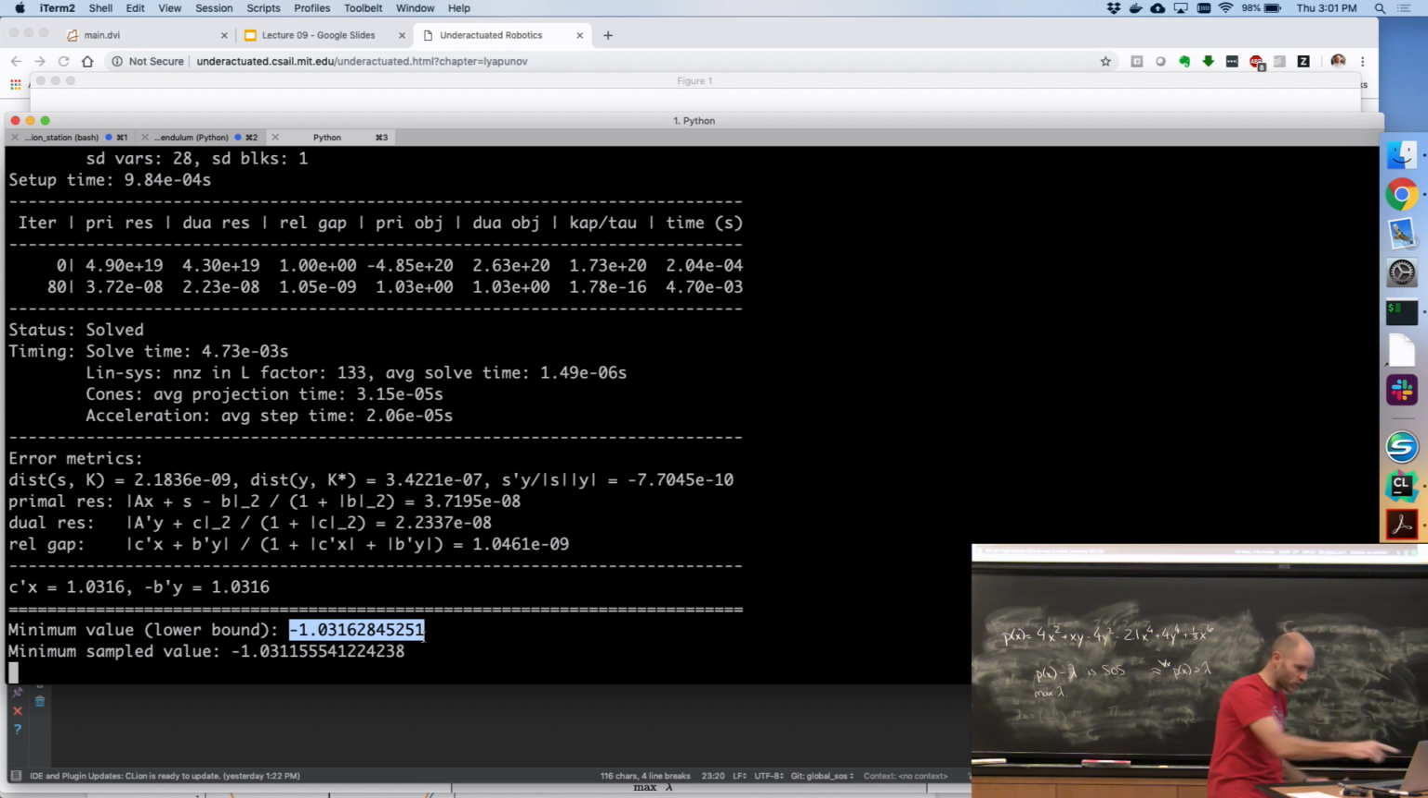Right? It's tighter. If I were to just sample more finely, it would be even tighter than that. It's effectively found the optimal solution. Right? That's cool.